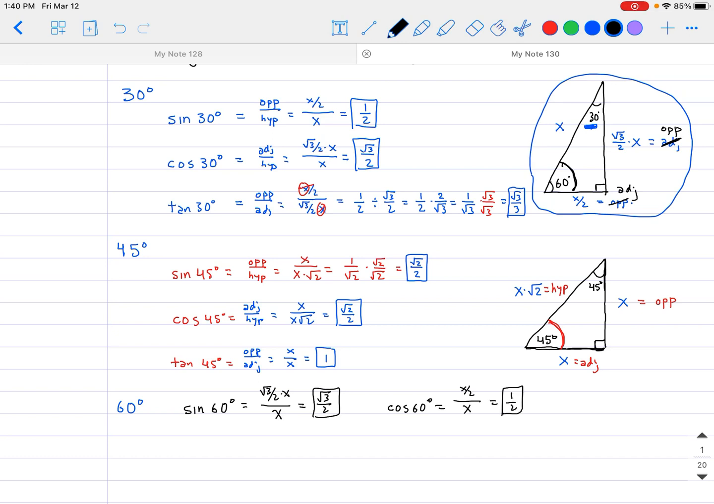And then finally, for the last one, for the tangent of 60 degrees, that is going to be the opposite over the adjacent. So that's root 3 over 2 times x divided by the adjacent, which is x over 2. So the x's cancel out, giving you root 3 over 2 divided by 1/2. So root 3 over 2 multiplied by 2 over 1. The 2's cancel out, so that gives you root 3. Okay, so those are your answers.